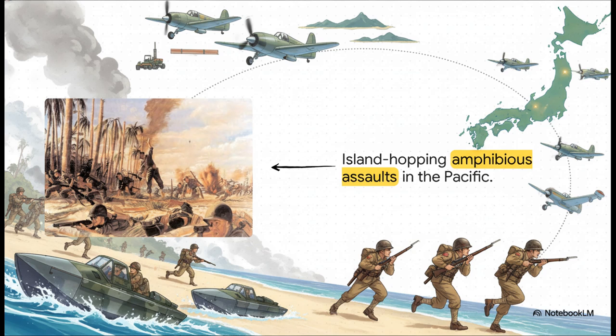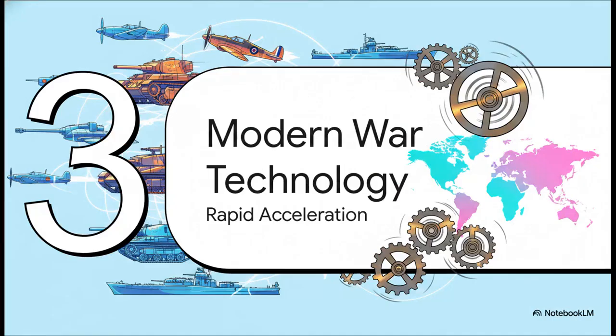This really methodical strategy slowly choked off Japanese supply lines while inching American bomber forces closer and closer to the Japanese mainland.